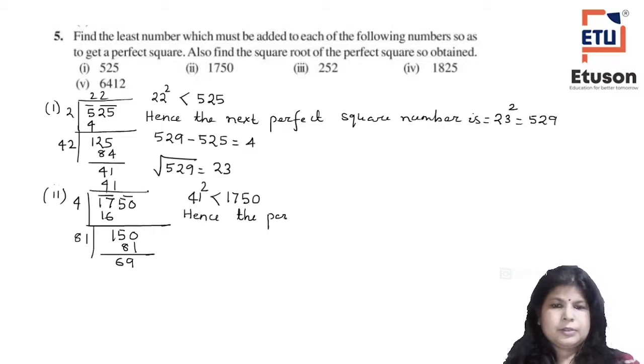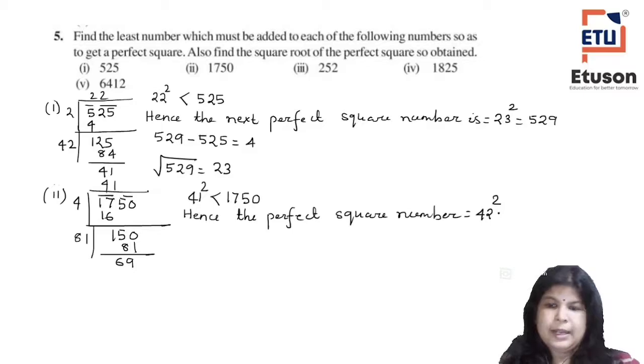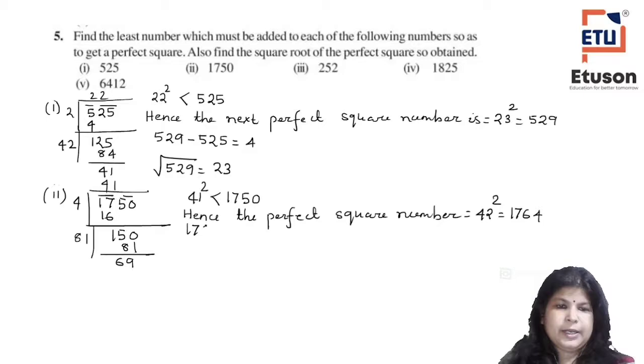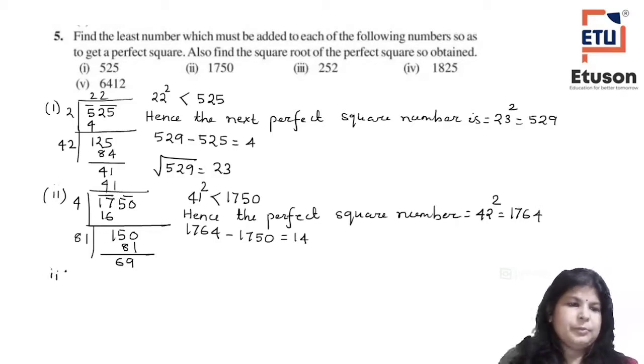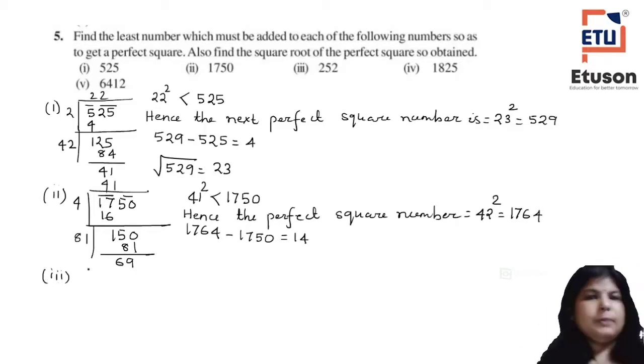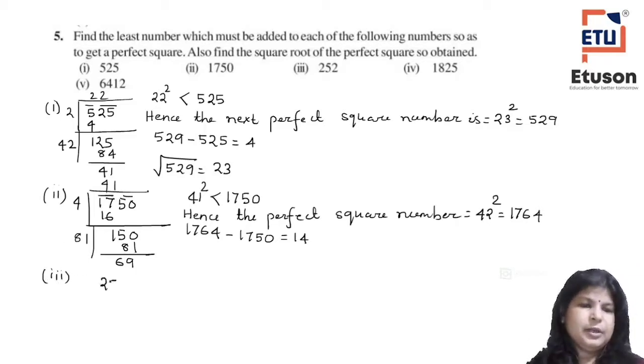Hence the perfect square number is equal to 42 square, and that is equal to 1764. So the number to be added is 1764 minus 1750, that is equal to 14. Correct or not? Now let us go to bit 3, that is 252. Okay, so let us put the bar over here as usual.